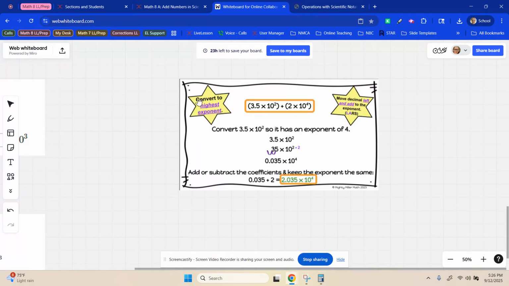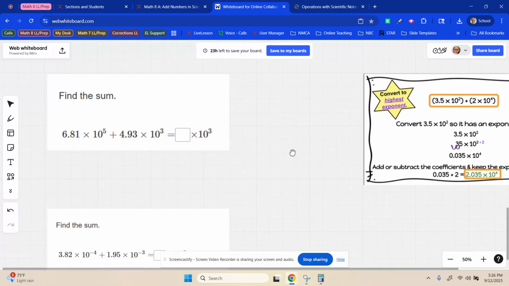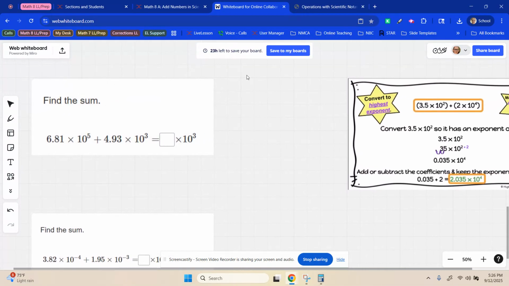This says convert to the highest exponent. Use LARS to make the adjustment so you're still in scientific notation. Remember, you're only allowed to have one digit to the left of the decimal point. Okay, and it can't be a 0. Then you can do the same thing we just did.